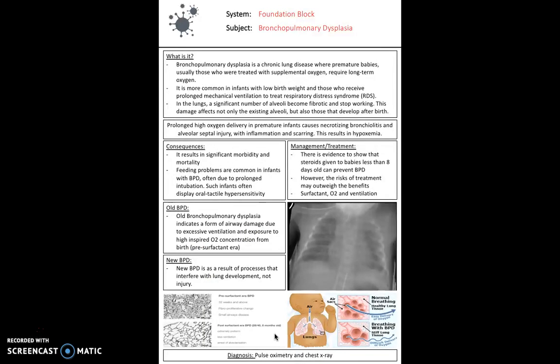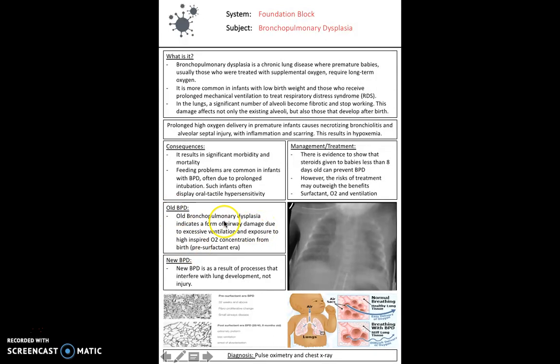Next we have bronchopulmonary dysplasia. So this is a chronic lung disease where premature babies, usually those that were treated with supplemental oxygen at birth, require long-term oxygen. It's important to differentiate between old BPD and new BPD. So these are just definitions and terms which apply to the condition of BPD, and it gives you an idea as to how the condition has arisen.